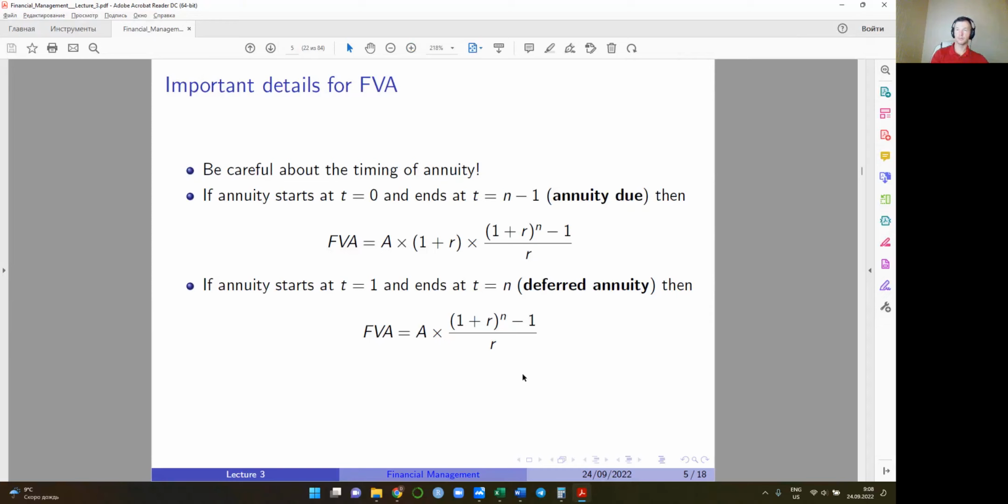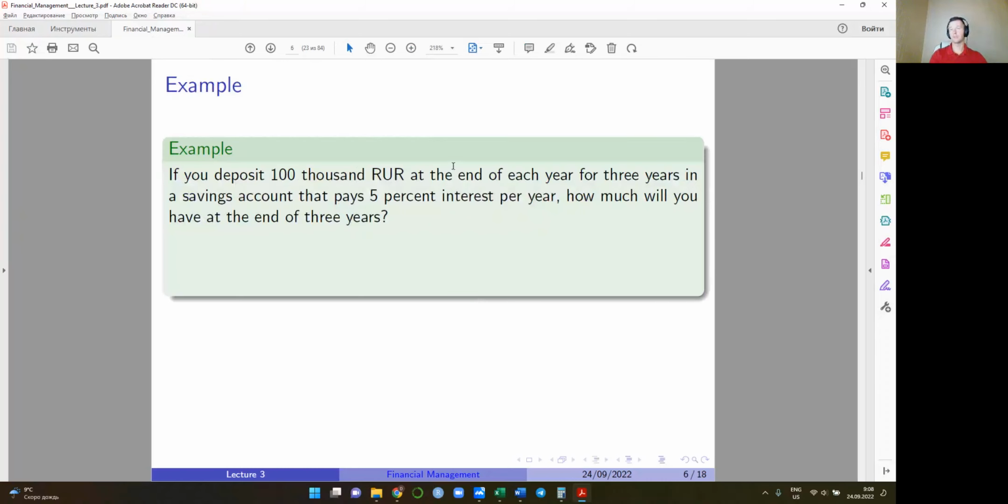That's it. I don't give you derivations of these formulas. I don't give you anything. You just need to understand when to use both formulas, when they are applicable. And now we will look at the examples, and I hope you will understand how this looks.